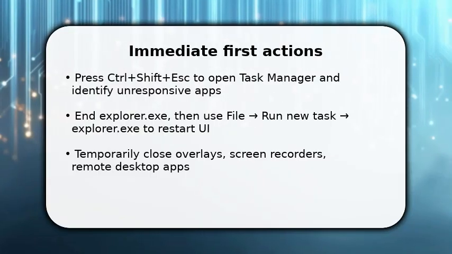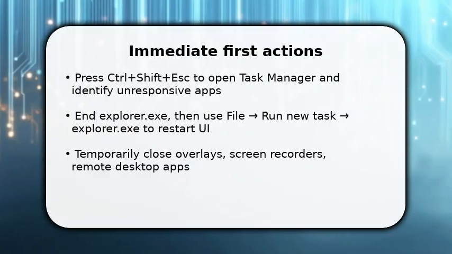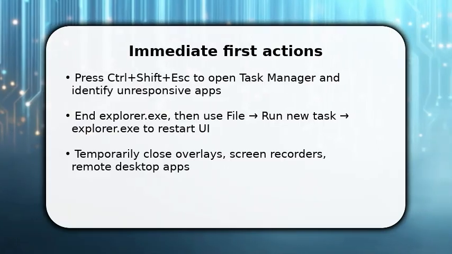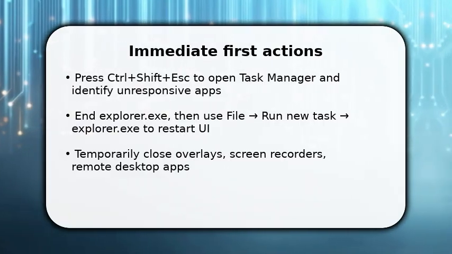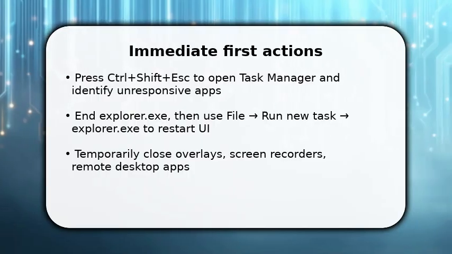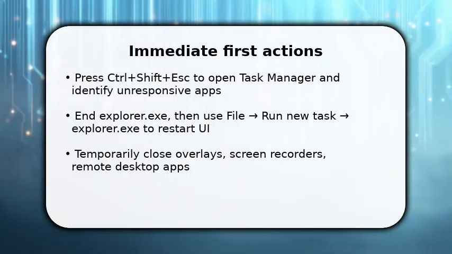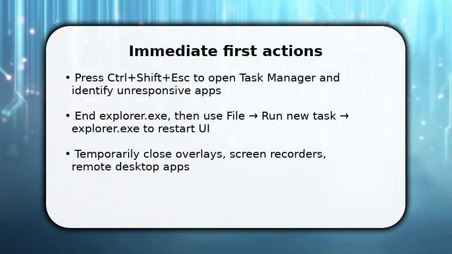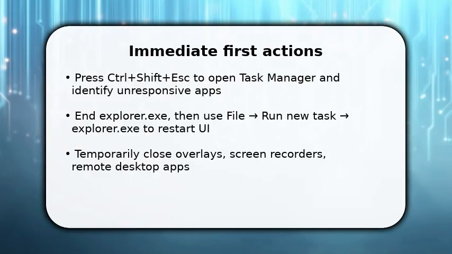To start now, open Task Manager with Control plus Shift plus Esc and look for high CPU or hung applications that lock Alt plus Tab. Once identified, end those processes. Do not reboot yet. Next, end Explorer.exe and restart it via File, Run new task, Explorer.exe to refresh the shell.